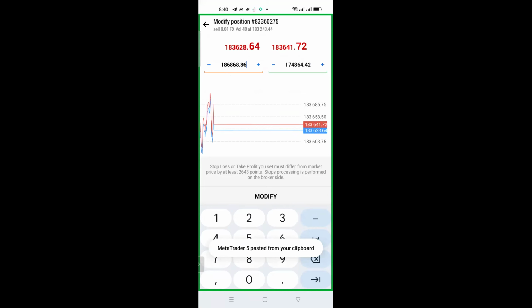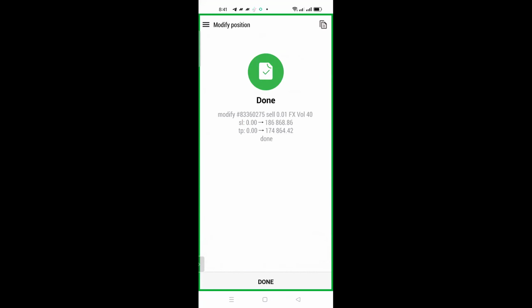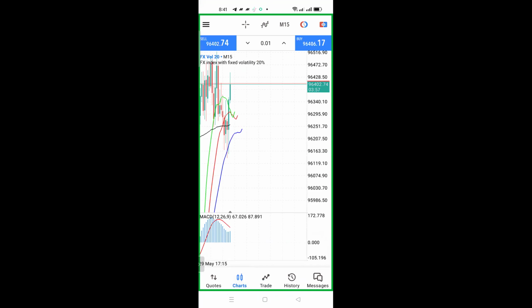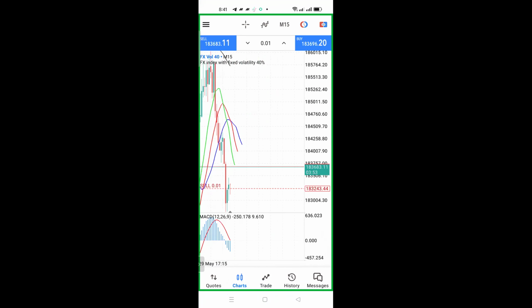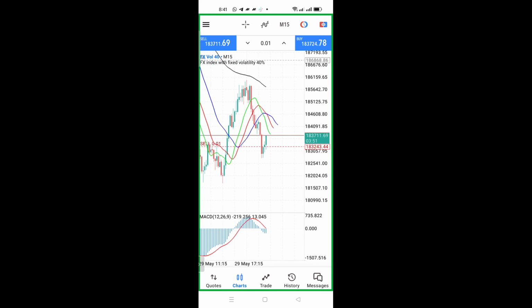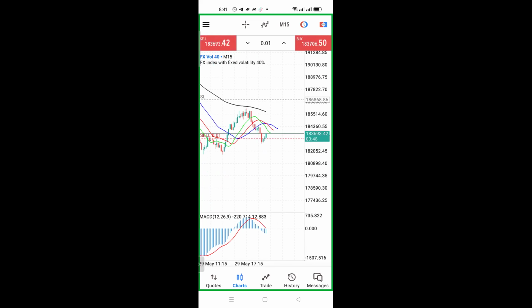Okay, so modify. Now, this is what I actually wanted him to do. Now, this is the chart. What I wanted him to do was to squeeze this thing. Now, how do you squeeze? This is what I was requesting.